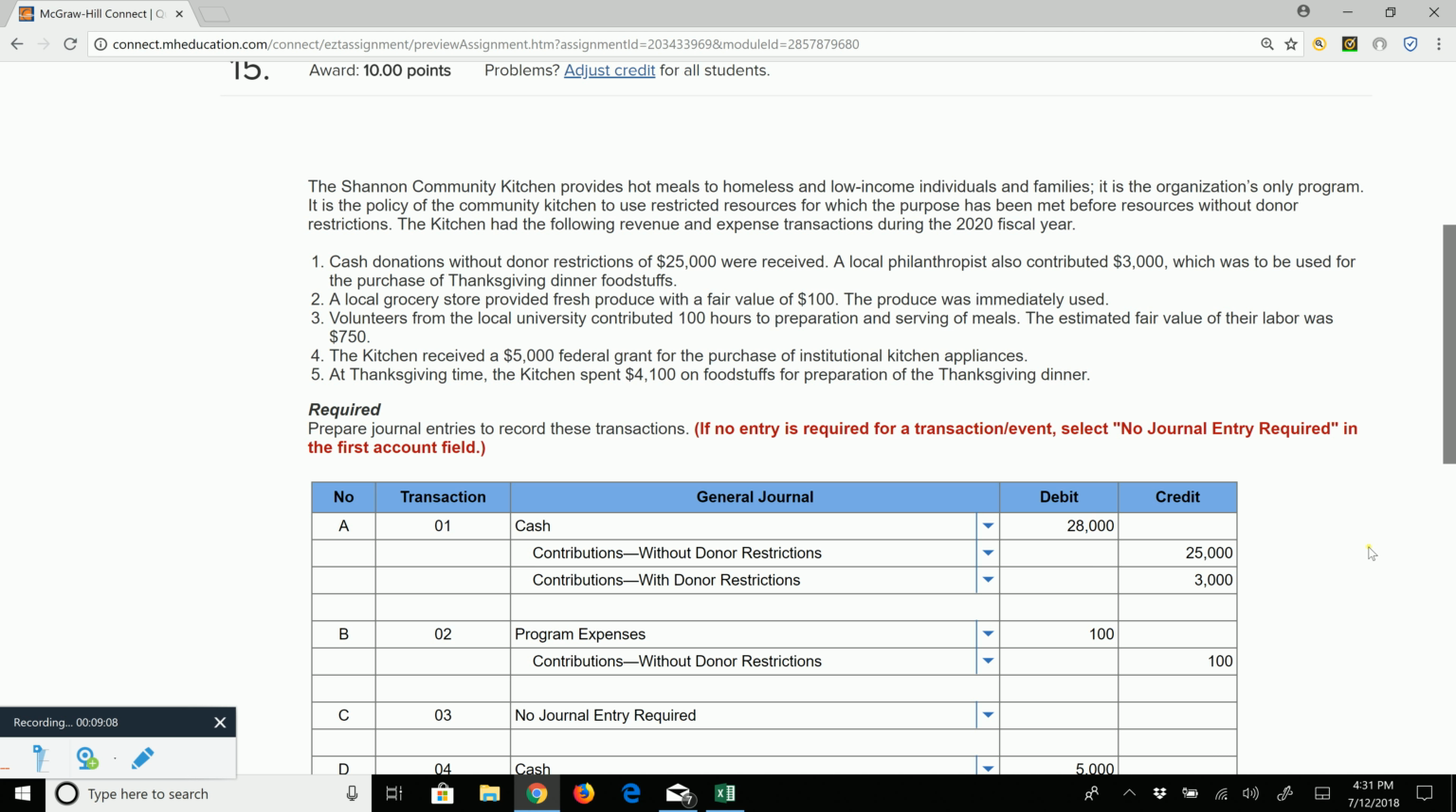Number 3, volunteers from the local university contributed 100 hours to prepare and serve meals. The estimated fair value of their labor was $750. So once again, when it comes to donated services for a private nonprofit, the FASB states that the service has to have a specialized skill and it would need to have been purchased anyway. Well, as much as some people would like to believe, simply preparing a meal and serving the meal does not come with a specialized skill. Therefore, handshake, thank you very much, but no journal entry.